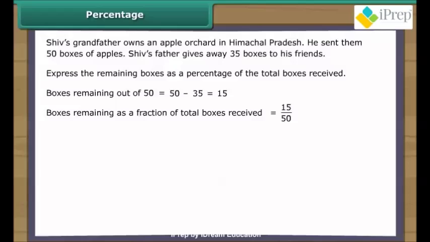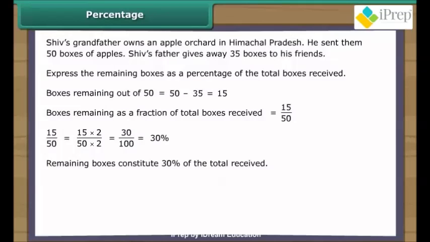Convert the denominator into 100. 15 upon 50 equals 15 into 2 upon 50 into 2, which equals 30 upon 100, which is equal to 30%. Remaining boxes constitute 30% of the total received.